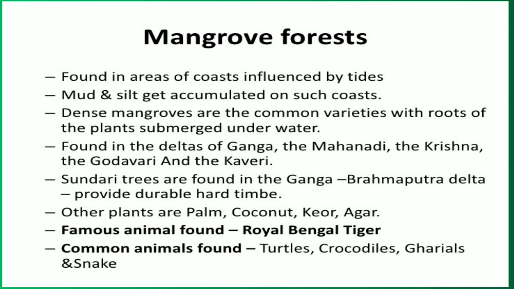What is the Sundarban delta known as? Why is it named Sundarban? Because there are Sundari trees, as we have discussed here. Other plants are palm, coconut, keora, agar. Famous animals, if we talk about what type we can find there: the Royal Bengal tiger. In mangrove forest, common animals found are turtles, crocodiles, gharials and snakes.